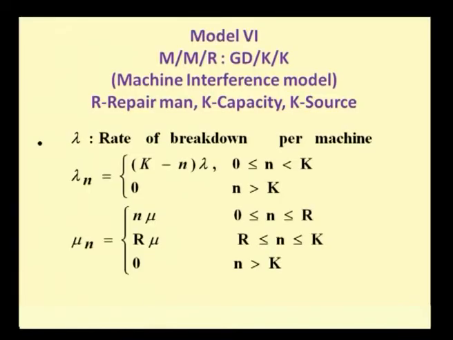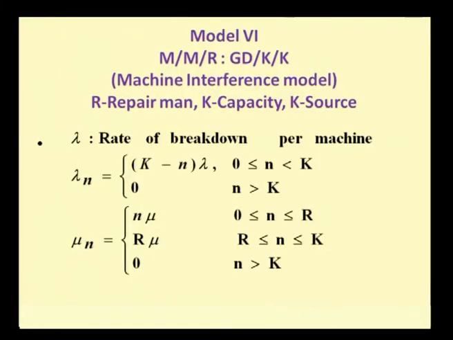Hence, we have mu n to be n into mu, where n lies between 0 and r, and the rate is defined as r into mu when n is greater than r, but of course less than k. Once all the k machines are in the repair facility, there cannot be an arrival to the system. Hence, we define the service rate to be 0 once n is greater than k.